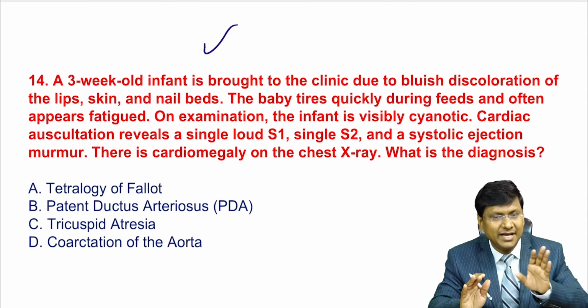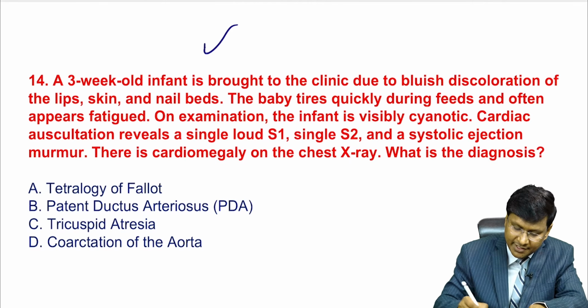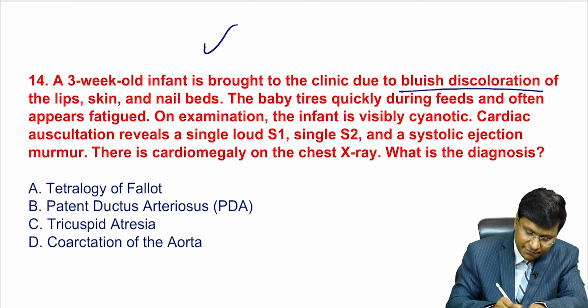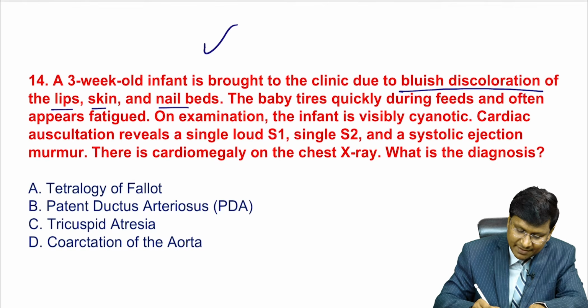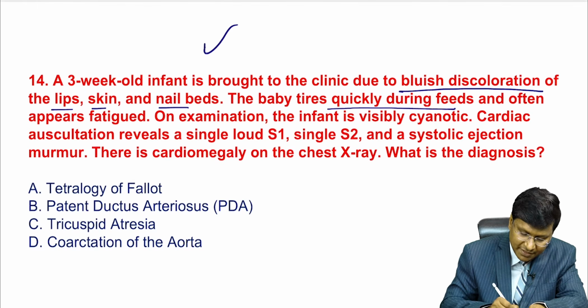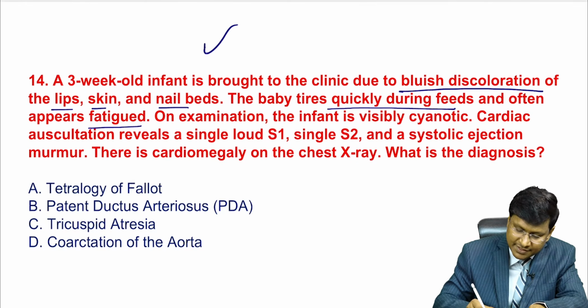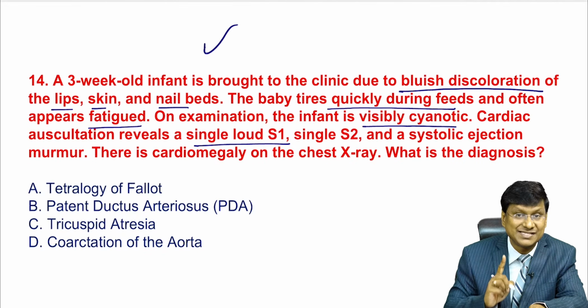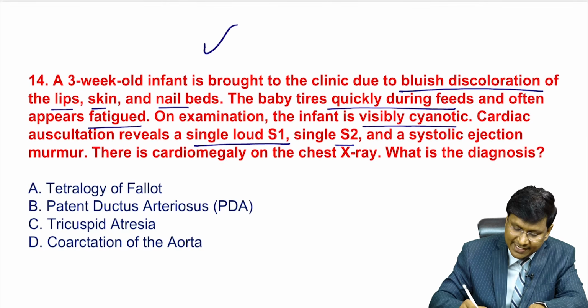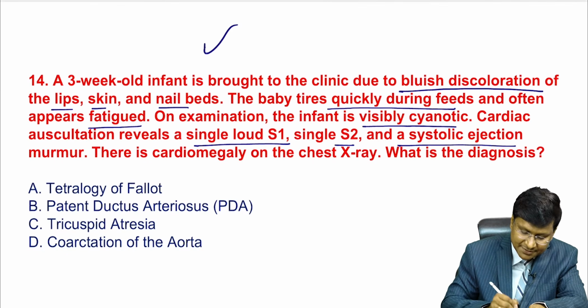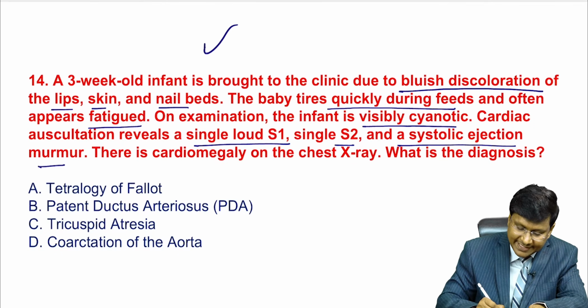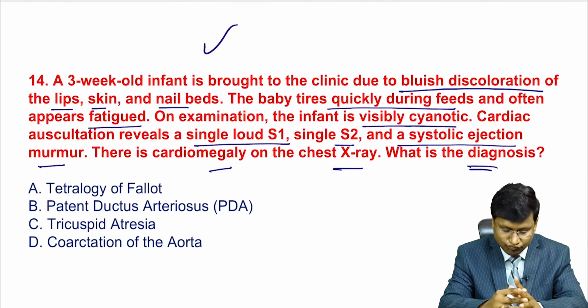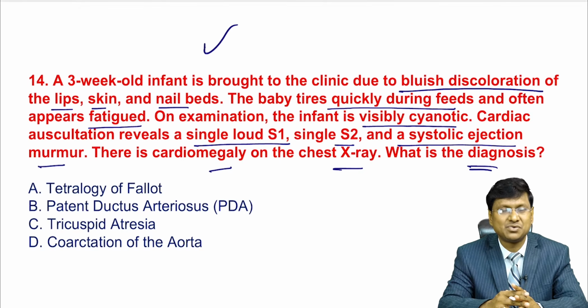We have a 3-week-old infant brought to the clinic due to bluish discoloration of lips, skin and nail beds. The baby tires quickly during the feed and often appears fatigued. On examination, the infant is visibly cyanotic, and cardiac auscultation reveals a single first heart sound, and single S2 as well, and a systolic ejection murmur. There is cardiomegaly on the chest X-ray. What do you think is the diagnosis? The options are tetralogy of Fallot, patent ductus arteriosus, tricuspid atresia, and as well as coarctation of aorta.